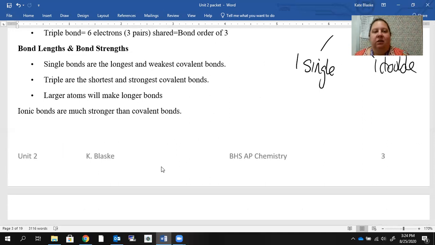So next up, we'll talk individually about ionic bonds and covalent bonds.